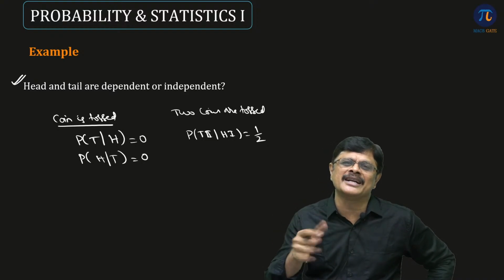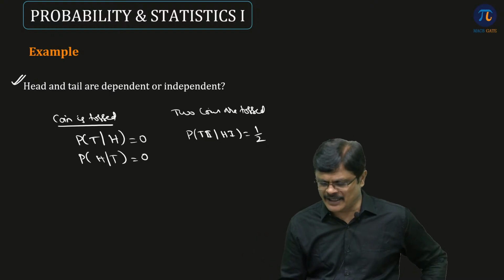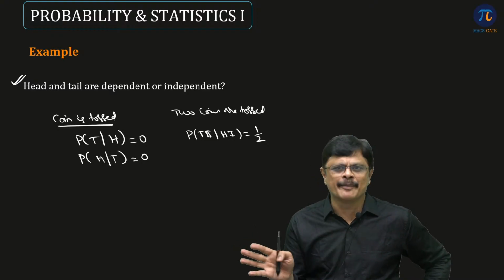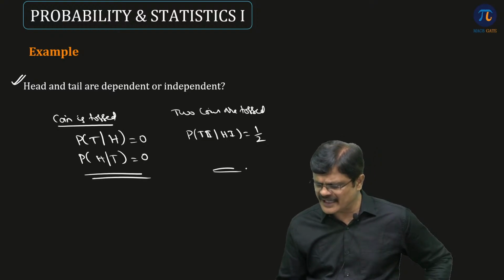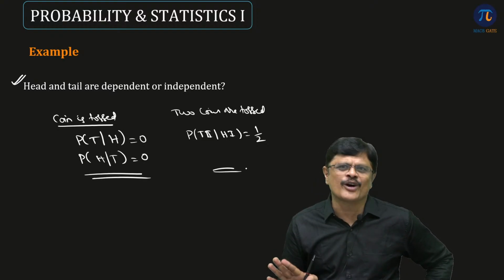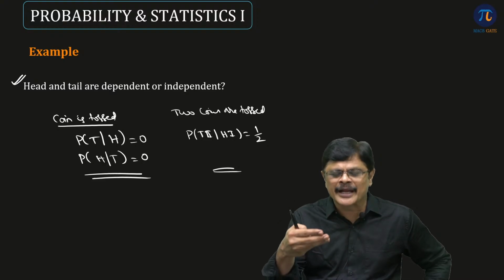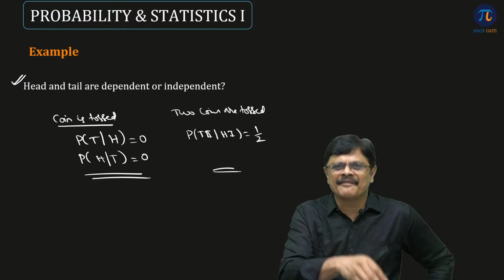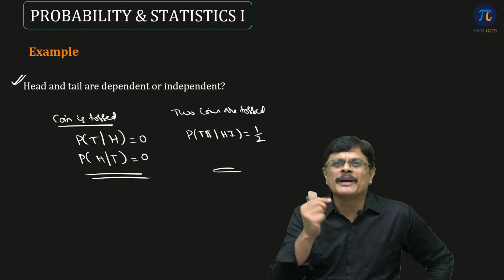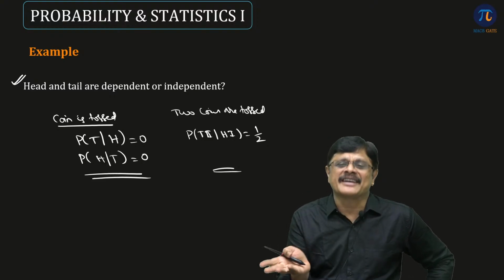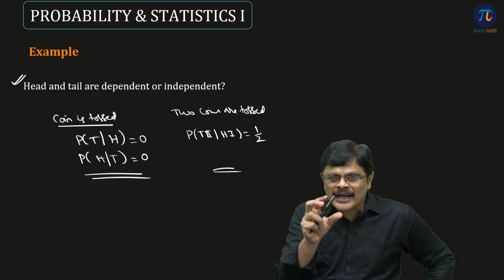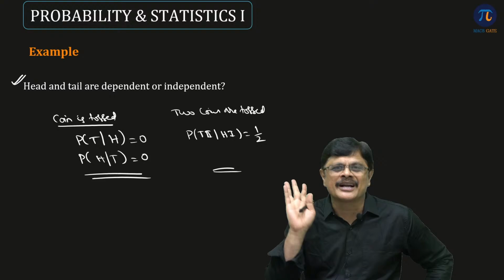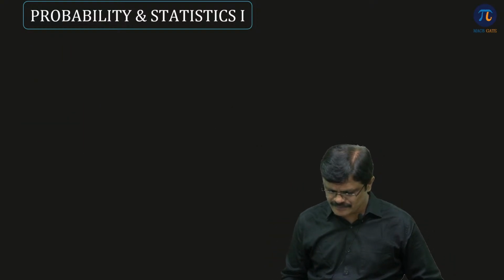You can't blindly say events are dependent, events are independent. Generally, whenever I ask whether head and tail are dependent or independent, most of the people say they are independent. Here they are dependent, here they are independent. So that question is a wrong question, because I need to tell you whether the events are happening in the same toss or different tosses. We need to mention that, because that particular information tells you whether the events are dependent or independent. So we need to understand that.